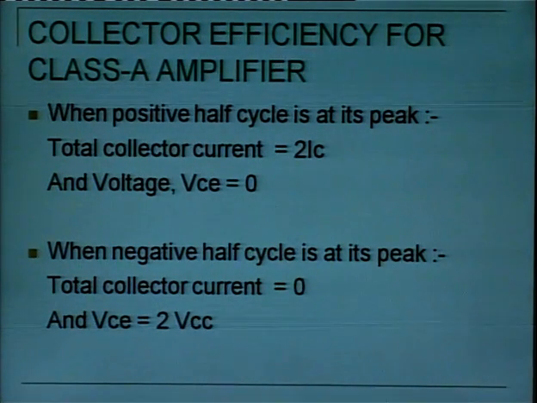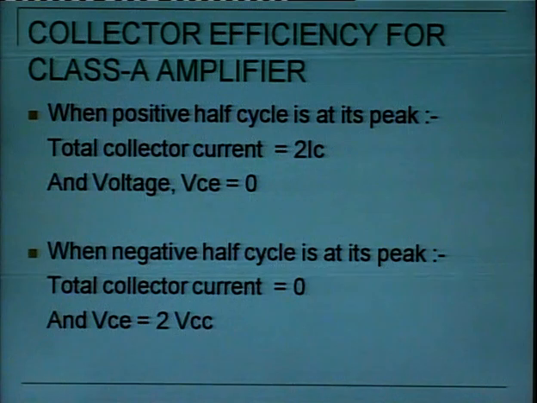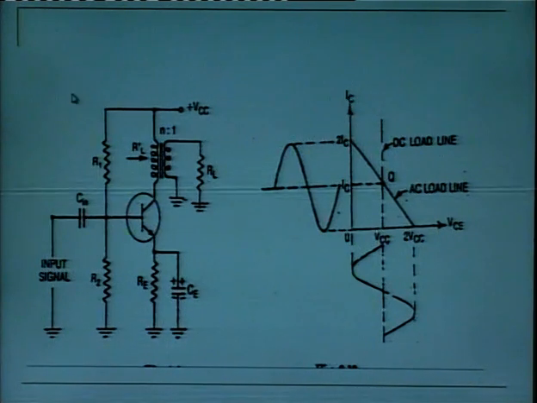Now, collector efficiency for class A amplifier. When positive half cycle is at its peak, total collector current is equal to 2IC and the voltage VCE is equal to 0. When the negative half cycle is at its peak, the total collector current is equal to 0 and VCE is equal to 2 VCC. This can be shown in this output characteristics. Here we have considered two cases.